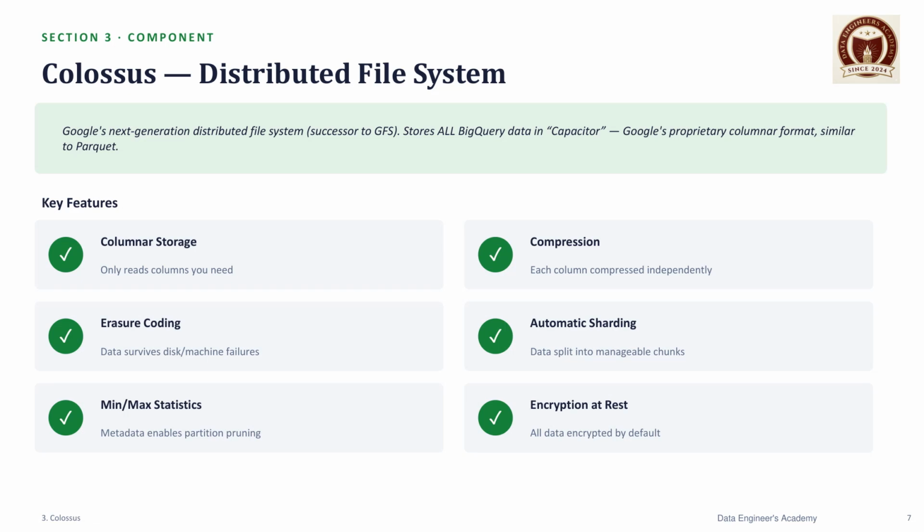Section 3 covers Colossus, the distributed file system. Colossus stores data in a proprietary columnar format called capacitor. It features independent compression, automatic sharding, and metadata statistics for efficient partition pruning.